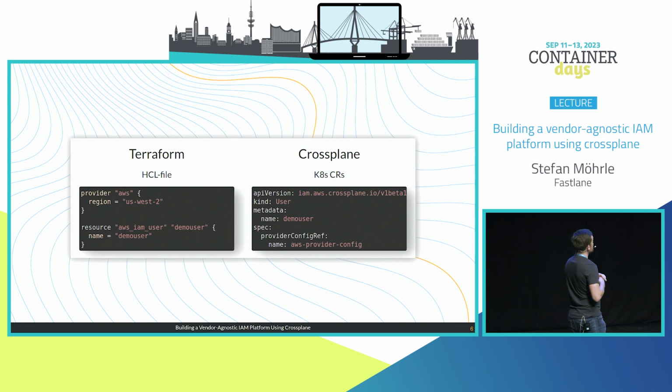Crossplane is, in that sense, basically the same. Now you're writing YAML files, so custom resources, and not the HashiCorp configuration language. But the information you have to provide is basically the same. So you're giving the name, you're giving the resource by using a specific API. So here it's the iam.aws.crossplane.io, and the kind is the user. But yeah, in essence, what you have to provide to define your desired state is the same.